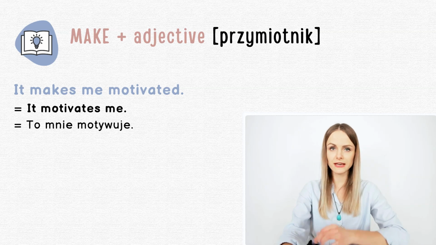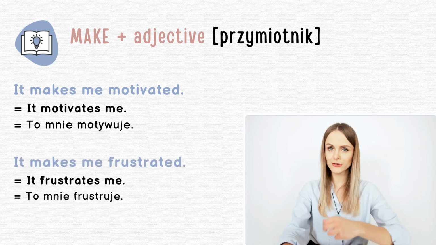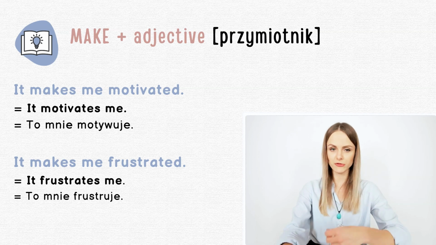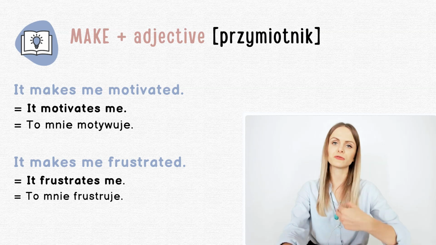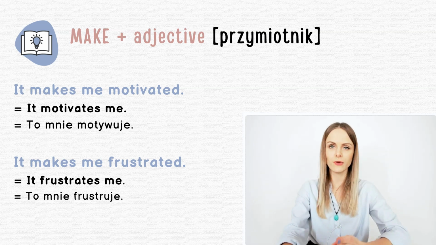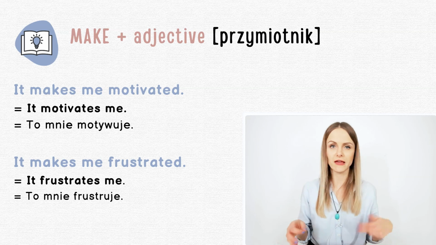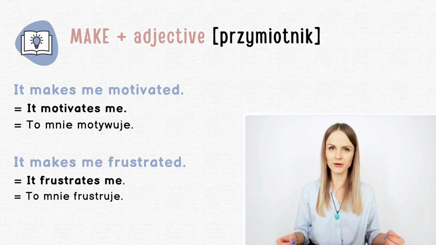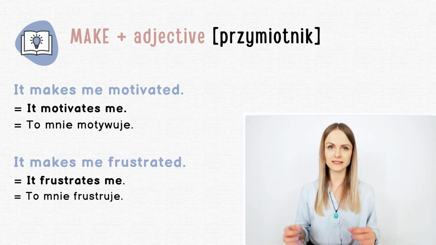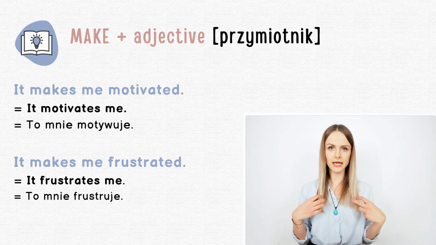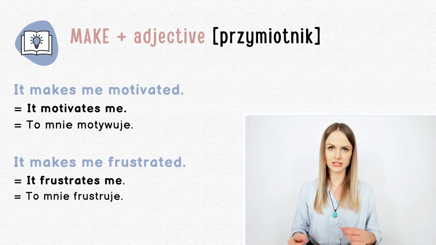And I have to tell you that I can very often hear a sentence like, it motivates me. It frustrates me. So have a look at the other example. It makes me frustrated. So instead of saying it motivates me, it frustrates me, which is obviously correct, you can always use this fancy structure which will make your English sound a bit more natural, a bit more fancy, I suppose. So you see, you basically say it makes me motivated, the adjective.